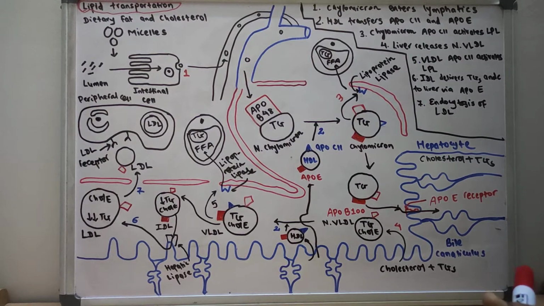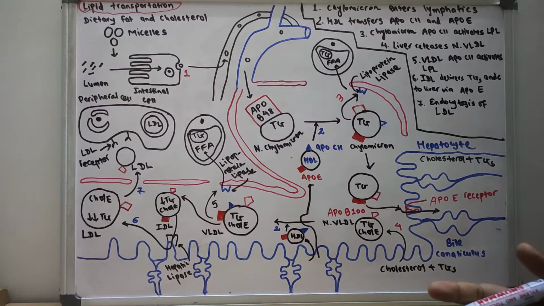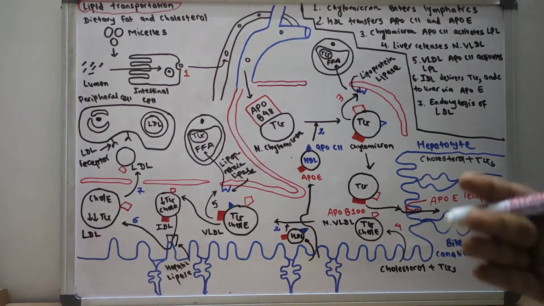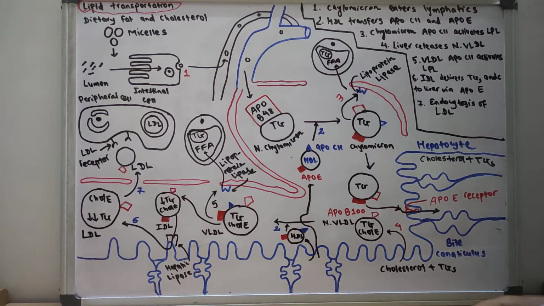The lipoproteins chylomicron, VLDL, intermediate density lipoprotein, low density lipoprotein and high density lipoprotein each have their own role. The chylomicron delivers dietary triglyceride to peripheral tissue. The very low density lipoprotein delivers hepatic triglyceride to peripheral tissue. The intermediate density lipoprotein delivers triglyceride and cholesterol to the liver. The low density lipoprotein delivers hepatic cholesterol to peripheral tissue, whereas the high density lipoprotein mediates reverse cholesterol transport from the peripheral tissues to the liver.